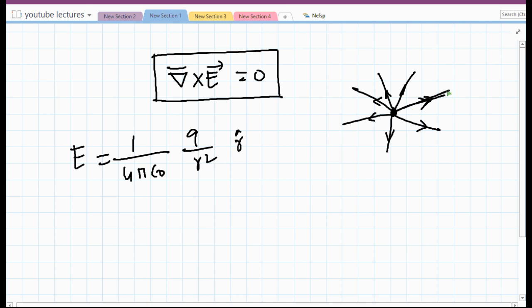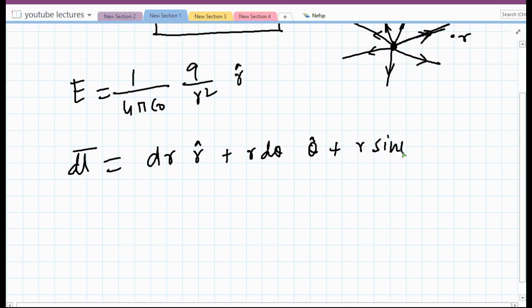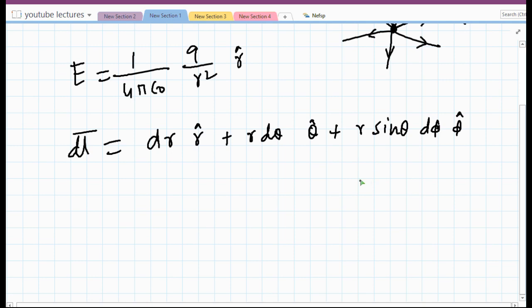Now r squared is for some point, suppose you want to find this distance, that r is the radial distance. As my point charge has spherical symmetry, what I can write for the length element in the spherical polar coordinate system is dr r hat, r d theta theta hat, r sine theta d phi phi hat.